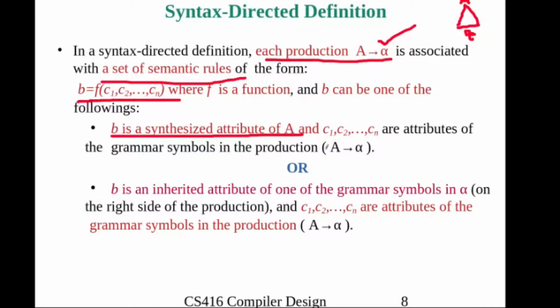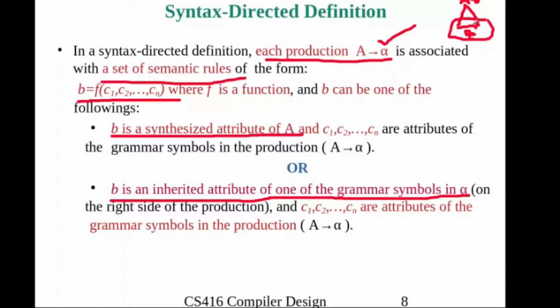B is a synthesized attribute of A, and C1, C2, ..., Cn are attributes of the grammar symbols in the production A gives alpha. That means C1, C2, C3, etc. are what? Attributes of its children. Then B is a synthesized attribute. Another case is that B is an inherited attribute of one of the grammar symbols present in alpha.